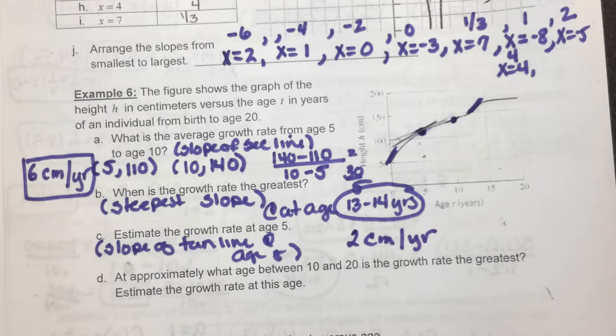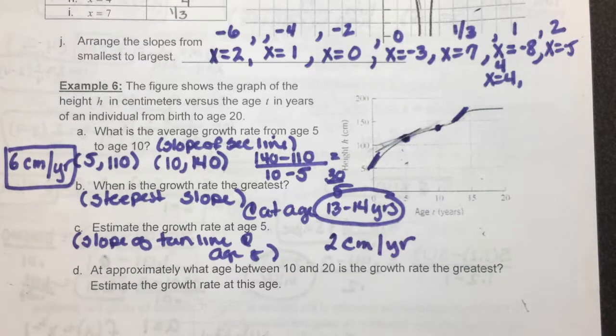I'm sorry? Oh, you're right. You're absolutely right. Yeah, so it probably would be a little bit larger than 2 then. I got 8. 8? Okay.